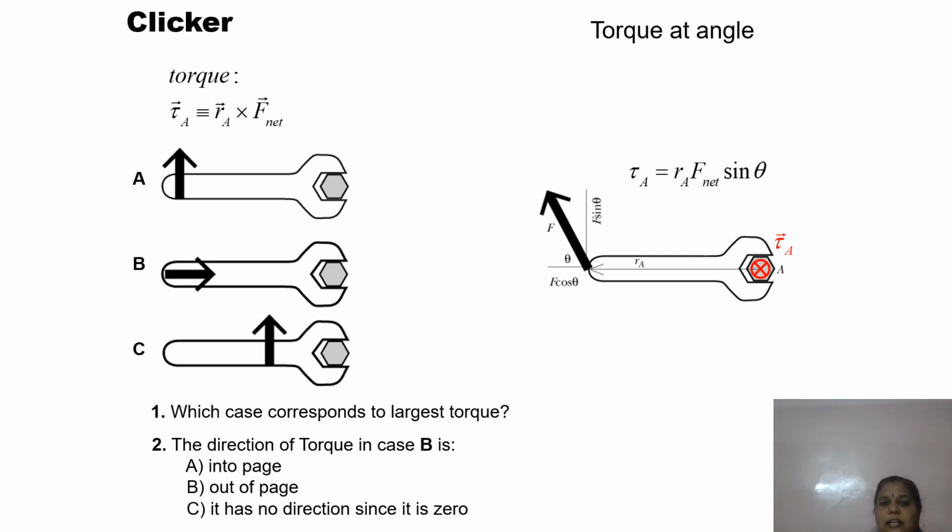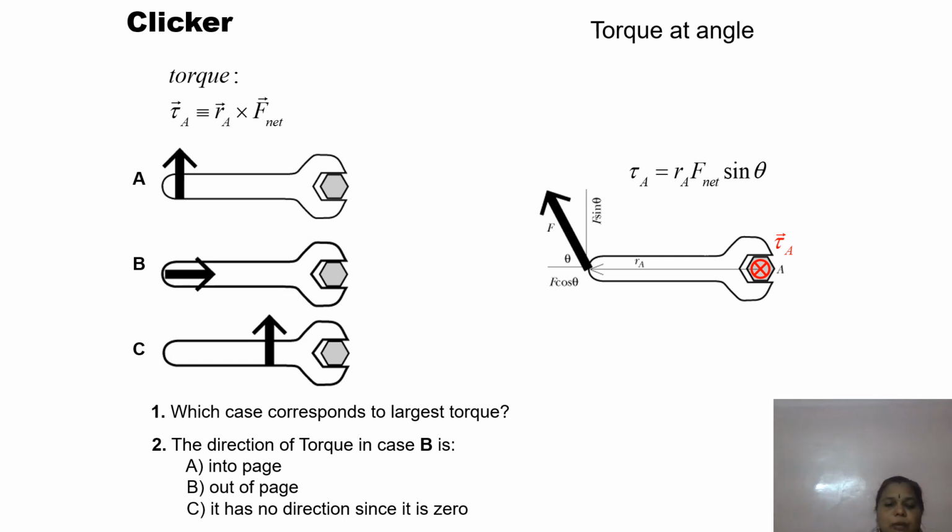And you know the torque is nothing but the product of the radius and the net force. So r cross F is nothing but rF sine theta, right? In this case, the direction of r is horizontal and F is vertical, making an angle of 90 degrees, which means sine 90 becomes 1, which is the maximum value. So tau will be maximum in case A.